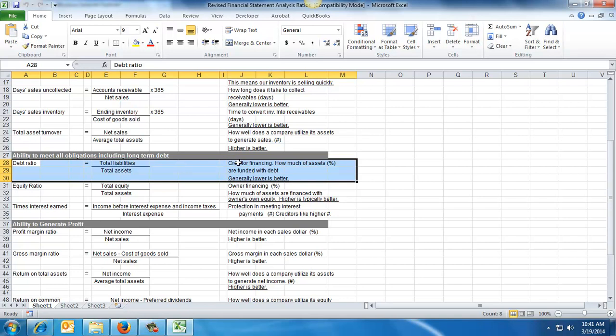What this tells us is, of our assets, how much of that is funded by liabilities. We'll generally come up with a percentage for this, or this number will be a percentage. If it's a decimal like 0.4, we'd have to convert it to 40%. So this means how much of our assets are funded with debt. Generally, we like a lower number for this.